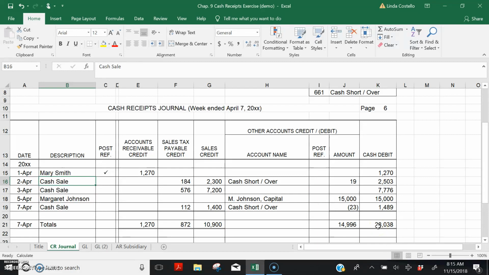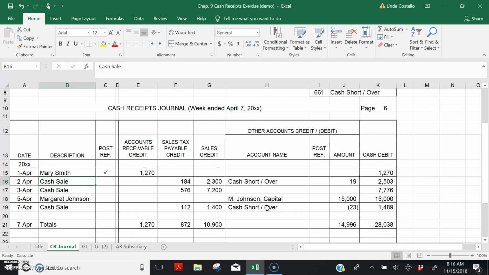debit to cash. However, it's not possible to post this $14,996 credit to any one account. So for the other accounts credit and debit columns, we'll post each individual debit or credit. We'll post this $19 credit to cash short and over. We'll post this $15,000 credit to Margaret Johnson Capital, and we'll post this $23 debit to cash short and over.